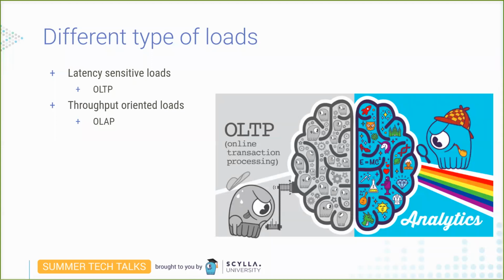OLAP, on the other hand, stands for online analytical processing. This load is typically generated by a single client and involves consuming large amounts of data by running a relatively small number of queries, or alternatively, a large number of queries where the individual per-query latency doesn't matter as much as the number of queries processed per second. This is typically some kind of analysis on the existing data, which in turn is often generated by OLTP operations.